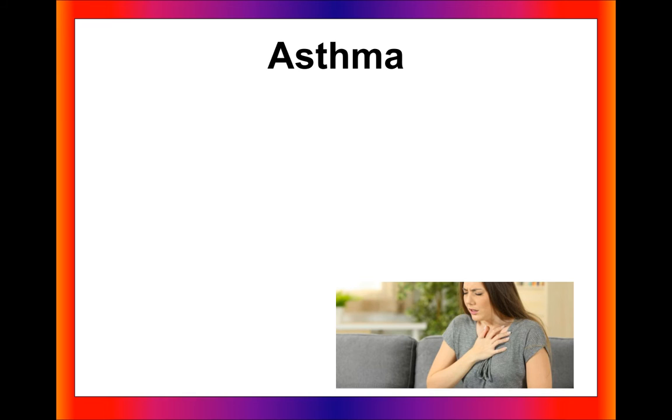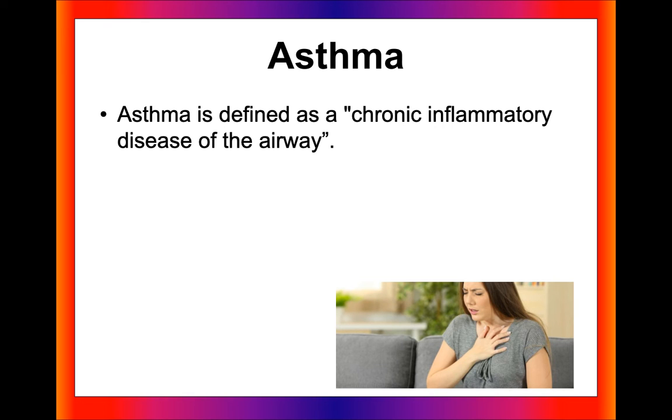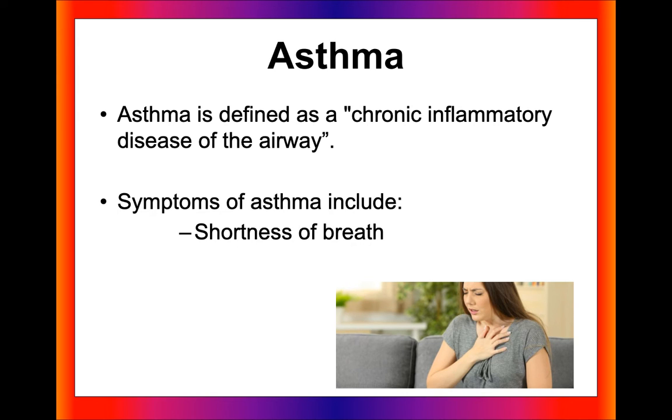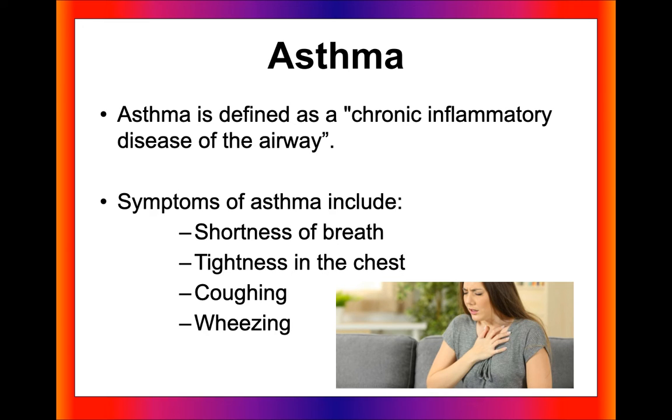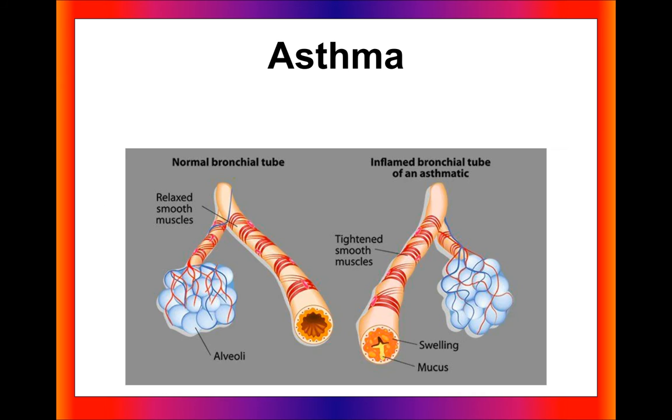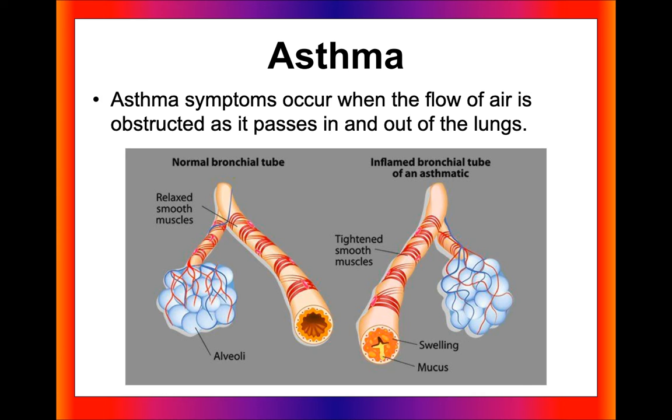The next thing we're going to talk about is asthma. Asthma is defined as a chronic inflammatory disease of the airway. Some symptoms of asthma include shortness of breath, tightness in the chest, coughing, and wheezing. These symptoms occur when the flow of air is obstructed as it passes in and out of the lungs. You can see in the diagram that the bronchial tube of someone with asthma has a lot less space within the tube for air to flow.